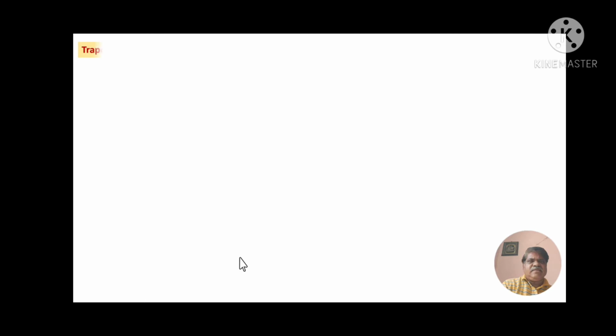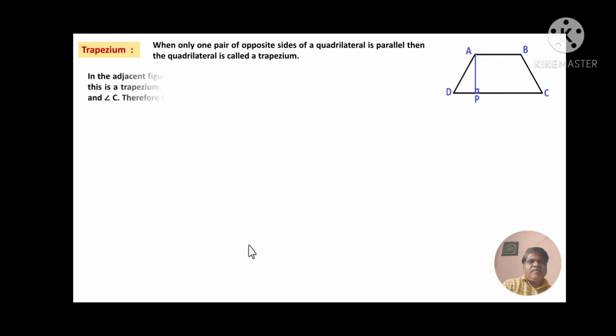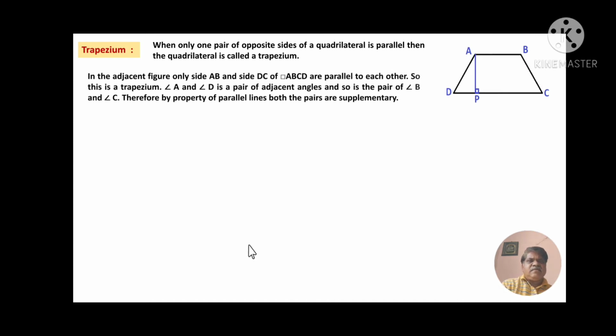So let us see what this trapezium is. When only one pair of opposite sides of a quadrilateral is parallel, then the quadrilateral is called a trapezium. In the adjoining figure, you could see the trapezium. In the adjacent figure, only side AB and side DC of quadrilateral ABCD are parallel to each other. So this is a trapezium.